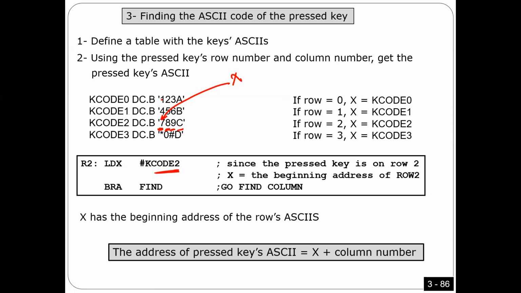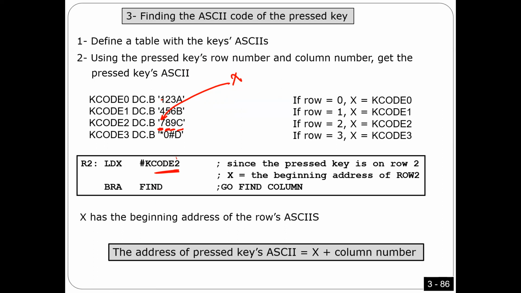Who's gonna tell me? The column. The column is gonna tell me. If it is in column 0, I'm gonna return 7. If it is in column 1, I'm gonna return 8. If it's column 2, and so on. So the column can tell me which one I have to return. You got what I'm saying?